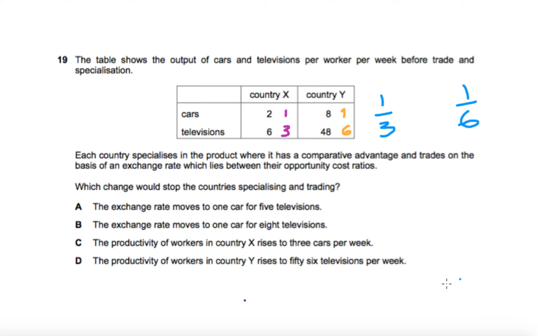Now let's look at the options. Option A is that the exchange rate moves to one car for 5 televisions, or 1 over 5. But as we see, 1 over 5 is actually between 1 over 3 and 1 over 6, and this is within the range in which they will trade. So if the ratio was one car for 5 televisions, they would not cease specializing and they would not cease trading. So option A is not correct, and we can cancel it out.